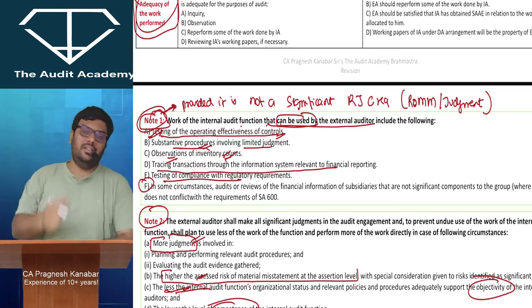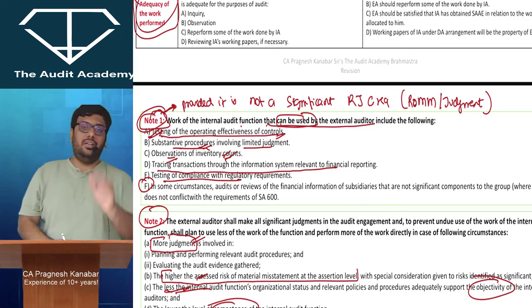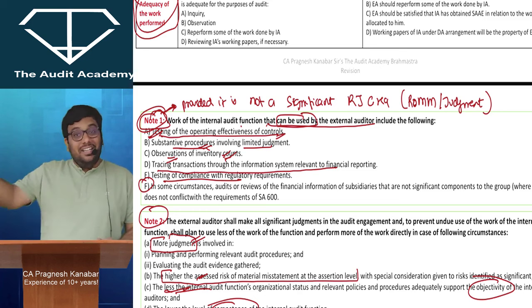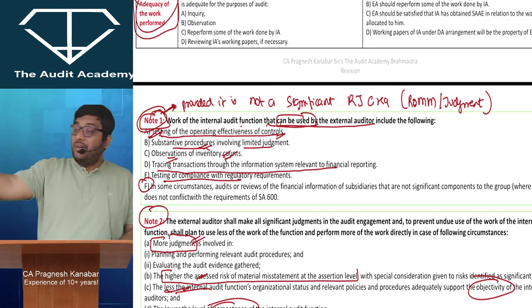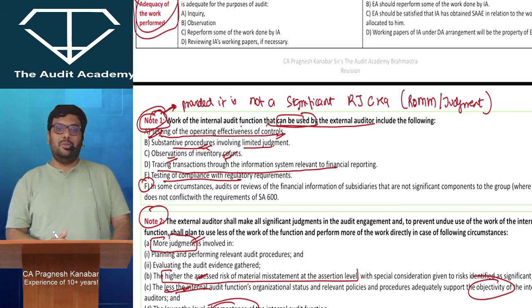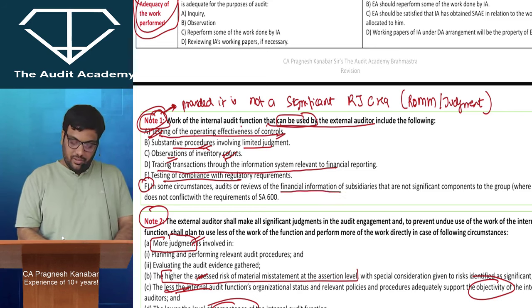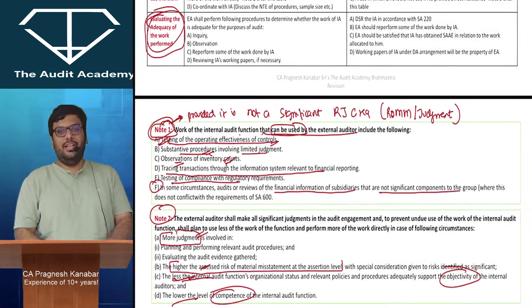Then the F point is very sensitive. In SA 600, just a few minutes back, I told you that immaterial components can be excluded from SA 600. Even if you don't coordinate with the auditors of immaterial components, that is okay. But look at this: you can ask the internal auditor to coordinate with the auditors of immaterial components, or to do a little bit of review of the financial information of the immaterial components. Look at this: in some circumstances, audit or review of financial information of subsidiaries that are not significant components to the group. And he can help you over there.